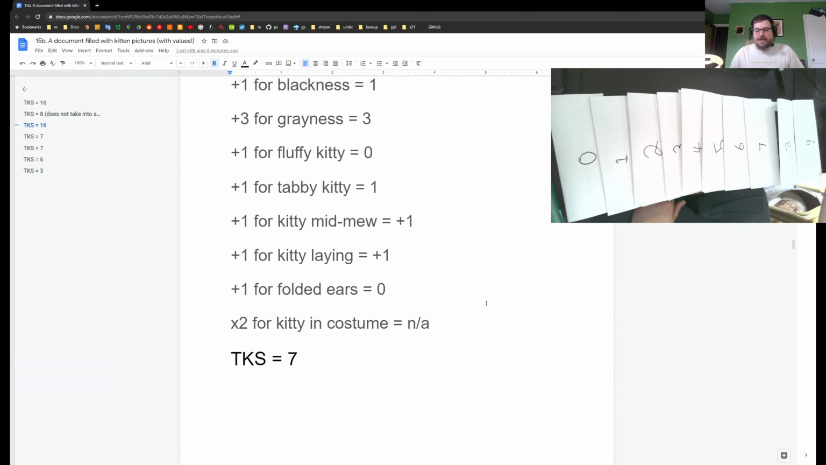So that's giving us 7. Well, we had a thing that hashed to 6, that we put in 7, and we've had a thing that hashed to 8. So how is this going to go? So our total kitten score is 7.